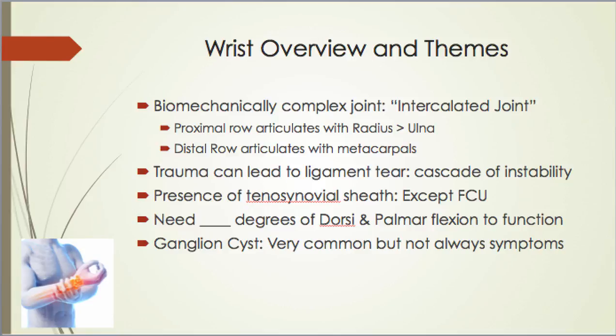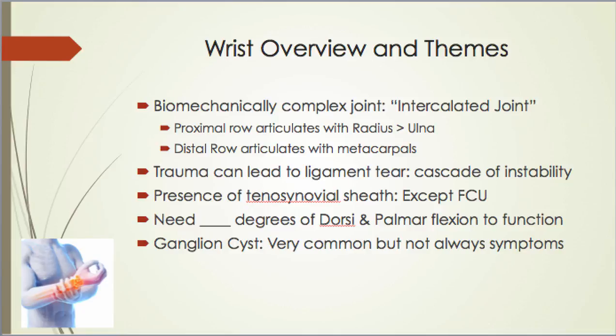The proximal row articulates with the radius more than the ulna, so when we load the wrist closed chain, most of the force is through the radius. The distal row articulates with the metacarpals. Trauma can lead to ligament tear and a cascade of instability, which takes time. But we'll talk about that a little more later. There is the presence of a tenosynovial sheath around the tendons that cross the wrist, with the exception of flexor carpi ulnaris, which is the only one that attaches to a wrist or carpal bone.